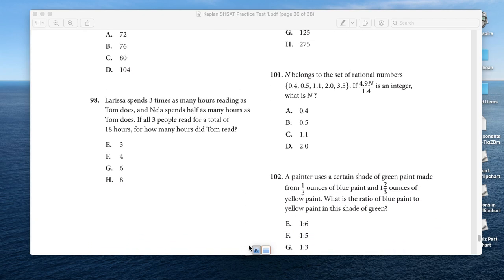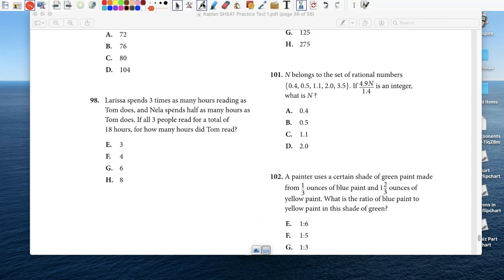101. N belongs to the set of rational numbers. Okay, so n can be any of those numbers. If 4.9 over 1.4 times n is an integer, what is n? Which one of these numbers will result in an integer?